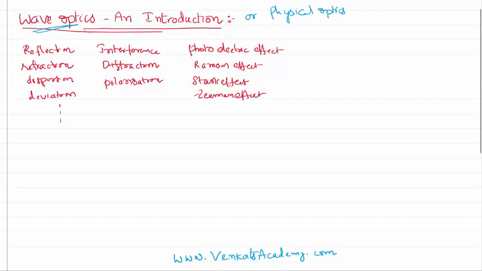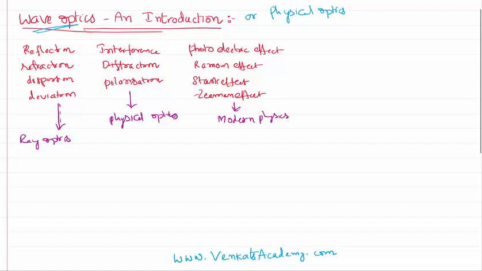Earlier, we have explained all these first set of the properties in the chapter ray optics. We will be explaining the second set of the properties in the present chapter physical optics. Whereas these properties are dealt with in modern physics.